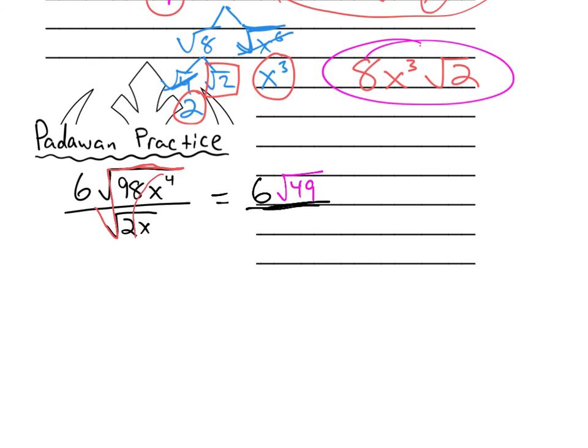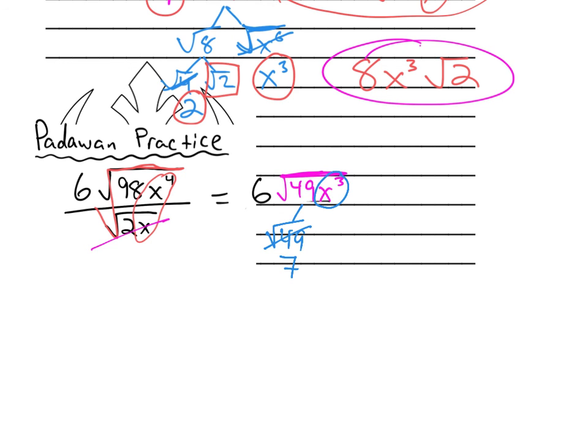x to the fourth over x, 4 minus 1 will leave me with, not one copy, I'm sorry, 3 copies inside. Now there's nothing left in the bottom of our fraction, so I can go ahead and get rid of this denominator. Next I have to simplify my radical. The square root of 49, if you don't remember, hopefully you do, that's a perfect square. That's going to turn into 7 on the outside.